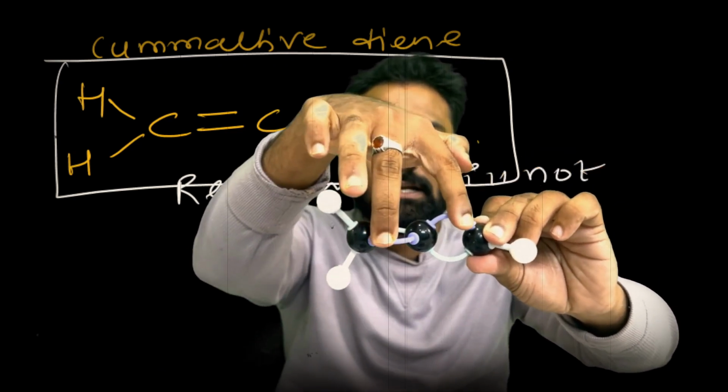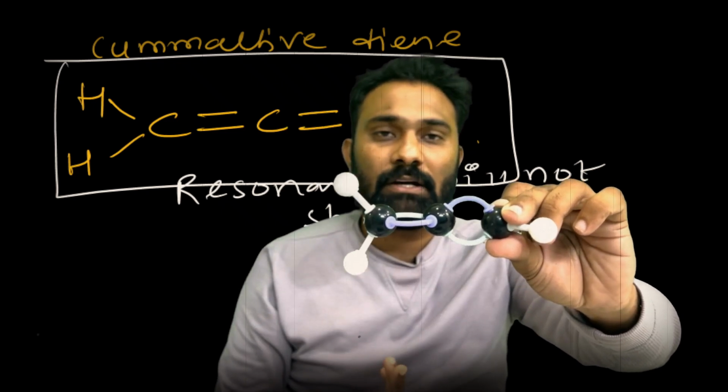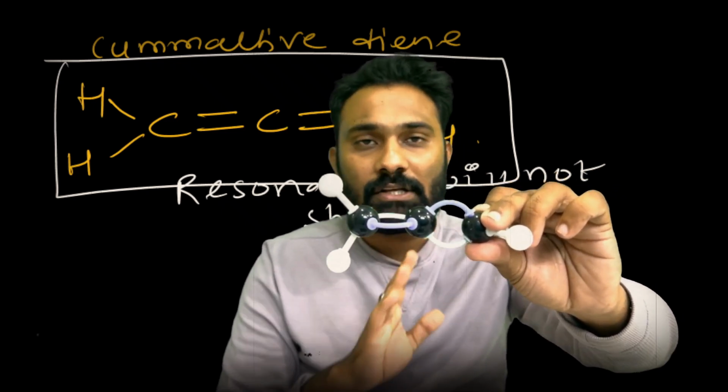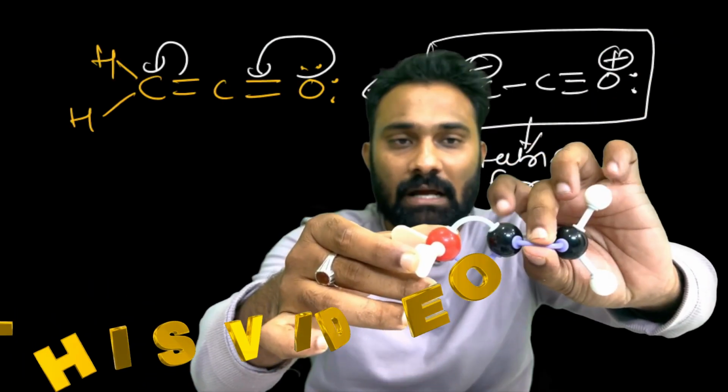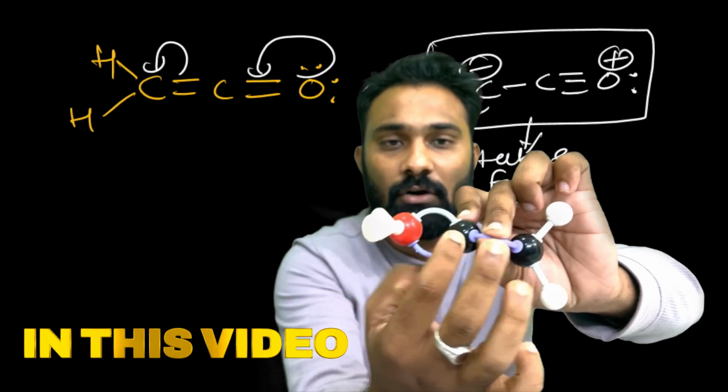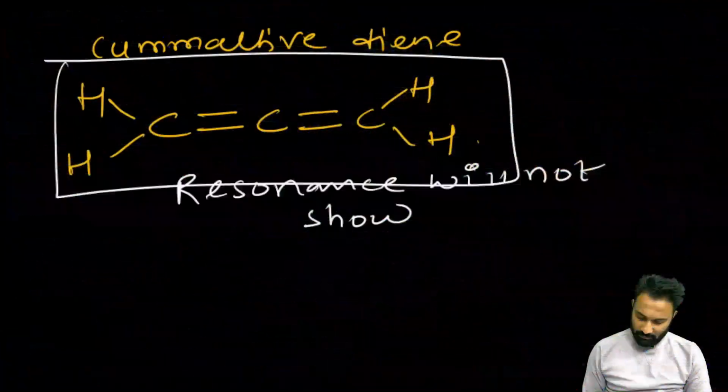These two are perpendicular to each other, right? When these two are perpendicular to each other, how will it show the delocalization? So that's the reason in the allene molecule there is no delocalization. Here the carbon and this carbon pi bond are parallel to each other. That's the reason this oxygen has been delocalized here and this pi bond has been shifted.